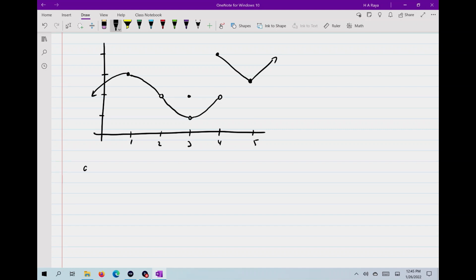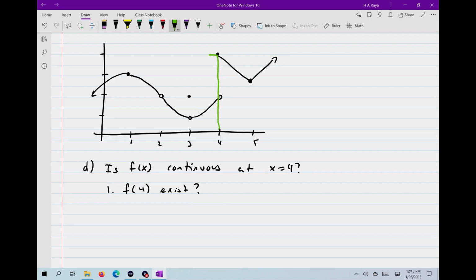Now let's consider if our function is continuous at the number 4. Again, we'll analyze our three criteria, asking ourselves, first of all, does f of 4 exist? And indeed it does. When we plug in 4 into the function, we'll get the value 4. Two, does the limit exist?